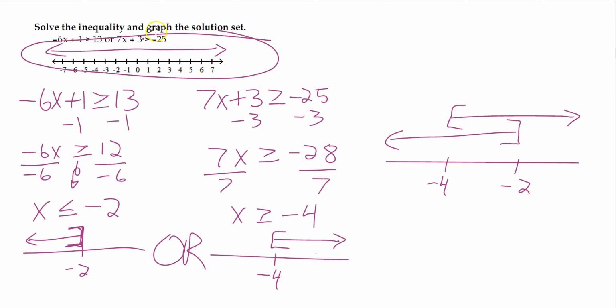So they said solve and graph. The interval notation, which is also commonly asked for, would be the full negative infinity to positive infinity. Now these are soft brackets.